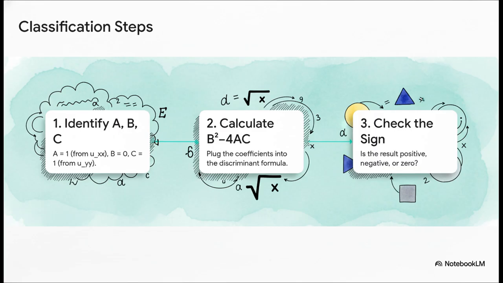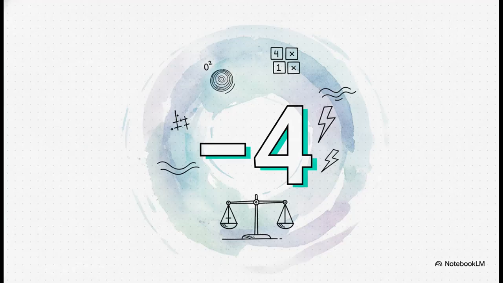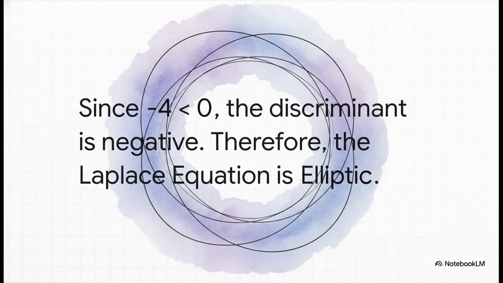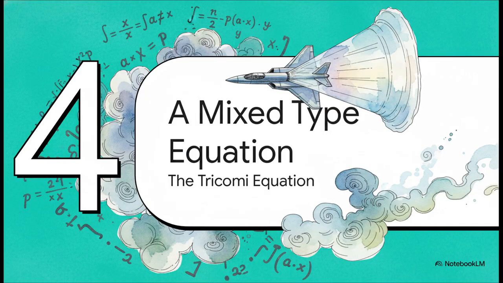Okay, step 2. Time to calculate. We plug them in: 0 squared minus 4 times 1 times 1, which works out to -4. And because our result is less than 0, the Laplace equation is elliptic. And again, this totally fits. It describes systems in equilibrium, and that is the classic signature of an elliptic equation. So far, so good. The equations we've seen have had one fixed personality.